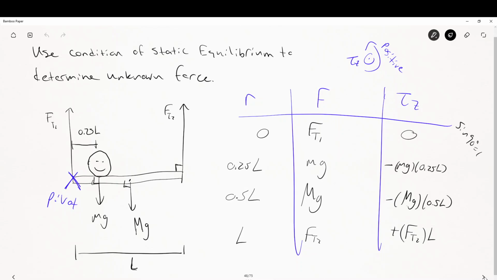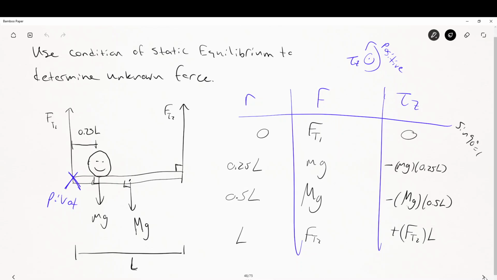So usually it's a good idea to place the pivot point on a force that you do not know, one of your unknown variables. You don't have to, but that's a good idea. Placing a pivot point on a force that you do know is a really bad idea. And placing it somewhere not special at all is just kind of a pain in the neck.